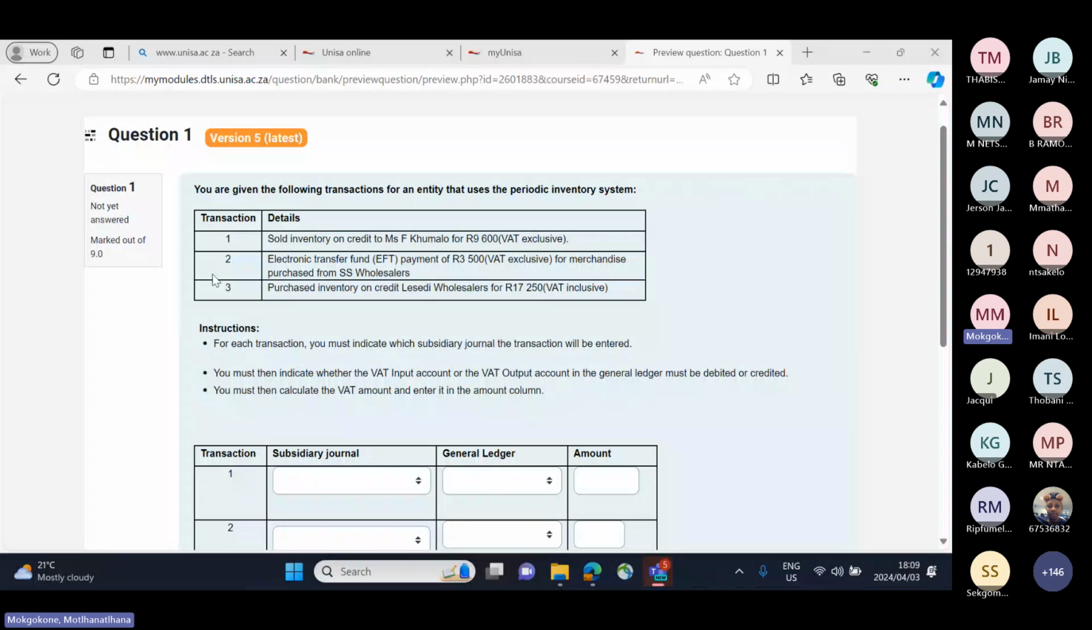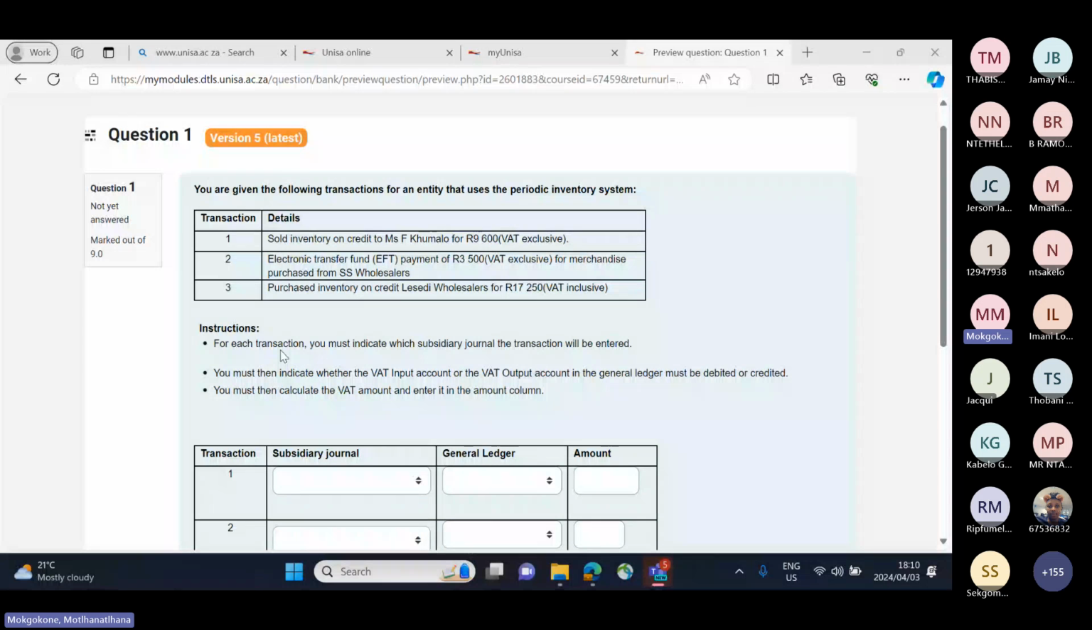Then here you are given 3 transactions. Transaction 1, under details: sold inventory on credit to Ms F. Kumalo for 9,600, VAT exclusive. The second: EFT payment of 3,500, VAT excluded, for merchandise purchased from SS Wholesalers. And the last transaction: purchased inventory on credit from Lesedi Wholesalers for 17,250, VAT included.